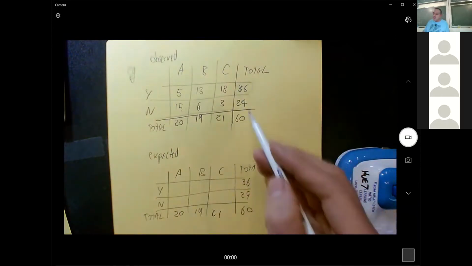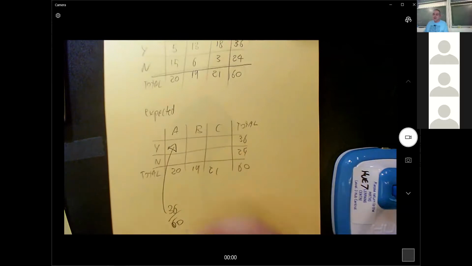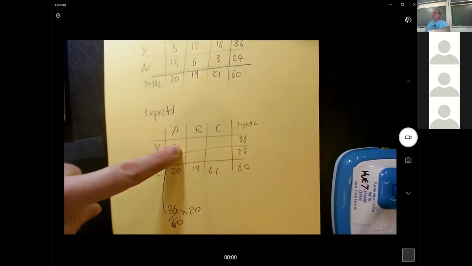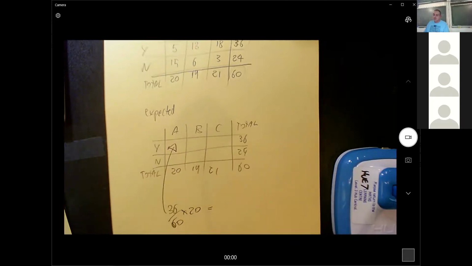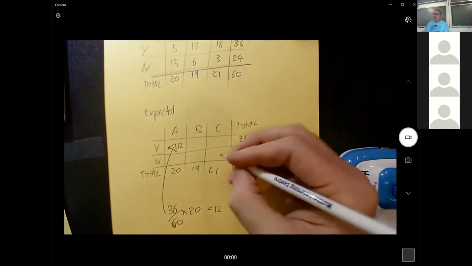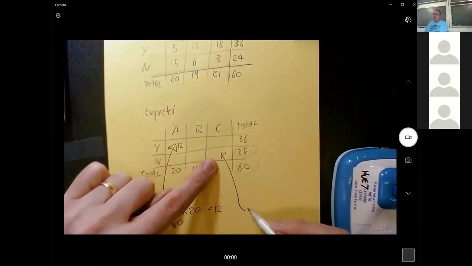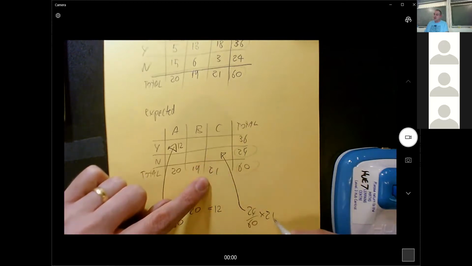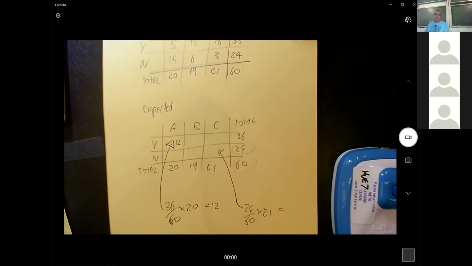And so I can go, well, this fraction, 36 out of 60, that fraction of this 20 people should be what's in that spot, if saying yes or no isn't related to saying A, B, or C. And so that will be 12. That's what I'd expect to be in that spot. And this spot here, for example, I'd expect, well, there's these people saying no, 24 out of 60 people say no, and that fraction of the 21 people in group C should produce the right answer. And this will work out to whatever it works out to. I don't know what it works out to. 4. So that's what calculators are for.